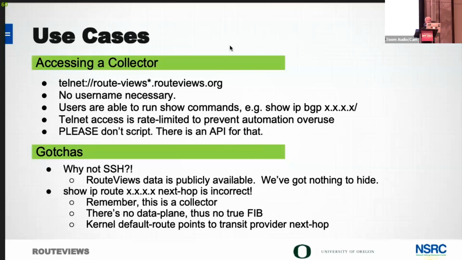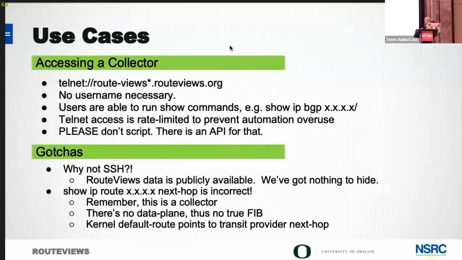We actually have an API now that's available to you. I don't go into it here, but you can go to the website and take a look at the API documentation, and then you can automate your own scripts to access this information without overloading our Telnet session. Now, people often ask, why not SSH? Why? We don't have any security issues. We've got nothing to hide. This is just a router, and you have access to show commands, so have at it.